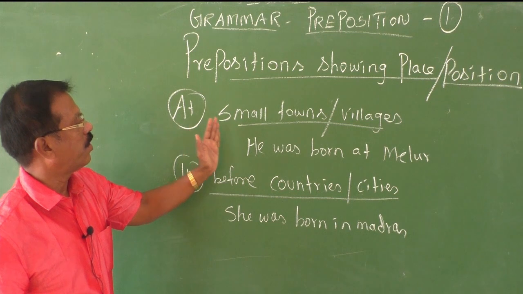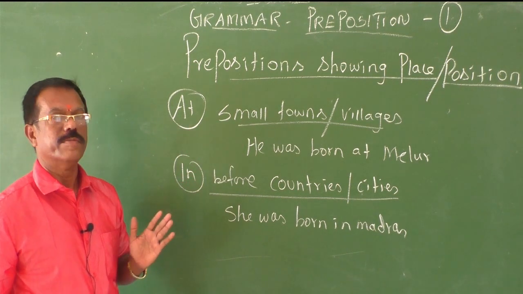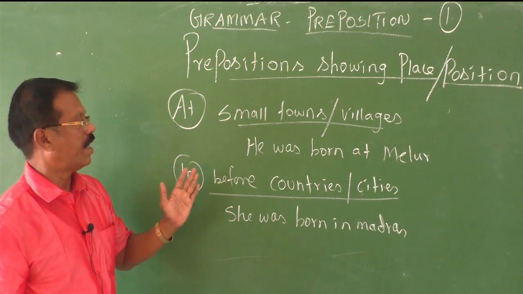At is used to refer to small towns and villages. He was born at Melur. So we use at to refer to small towns and villages.